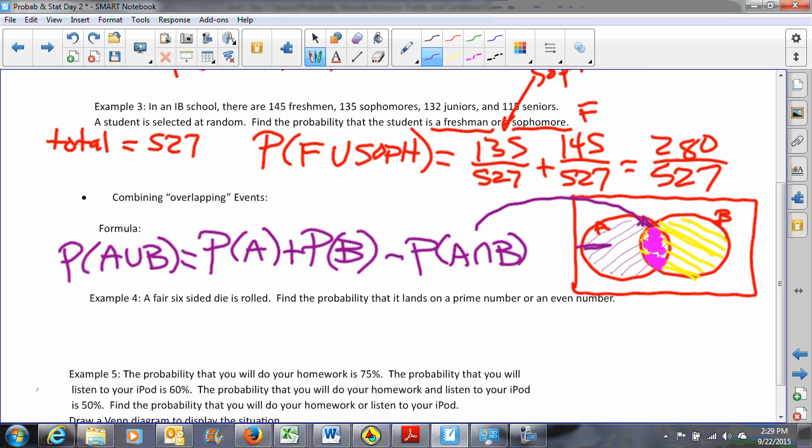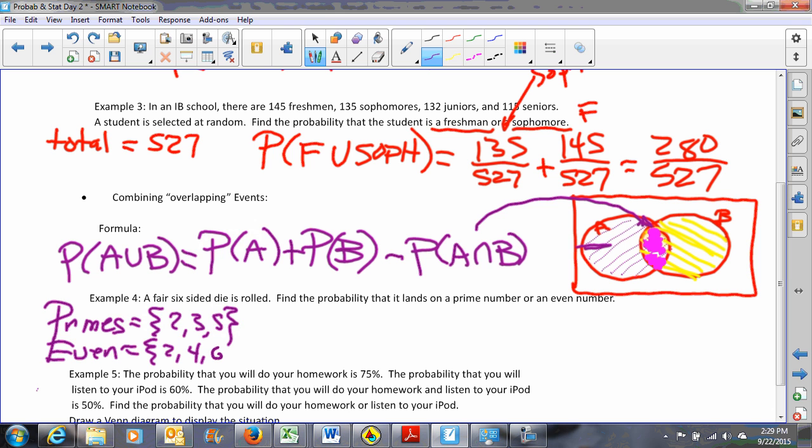So here we have an example. A fair six-sided die is rolled. Find the probability that it lands on a prime number or an even number. Well, now the primes are 2, 3, and 5. And the even numbers are 2, 4, 6.